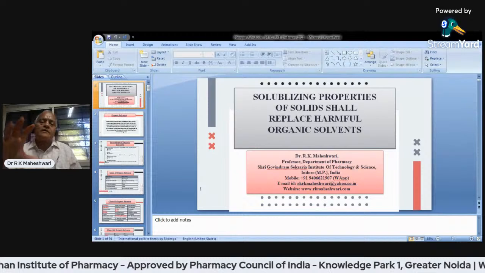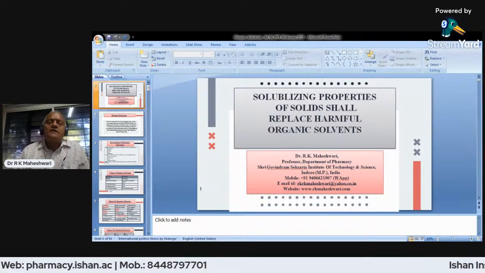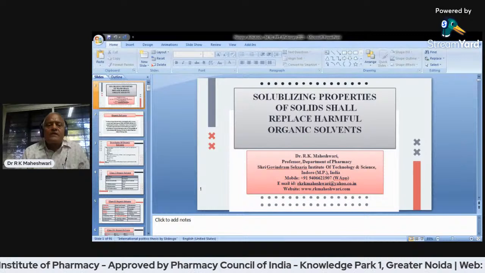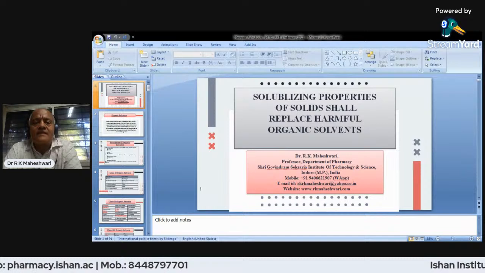Now today's topic is eco-friendly techniques using hydrotropy and mixed solvency. This is today's topic, which is more or less the same as it is there on your screen: solubilizing properties of solids shall replace harmful organic solvent. Now something about the organic solvents. Various organic solvents are employed in various analytical techniques like TLC, HPTLC, HPLC, UV spectrophotometry, titrimetry, etc.